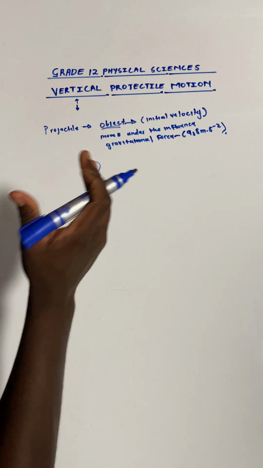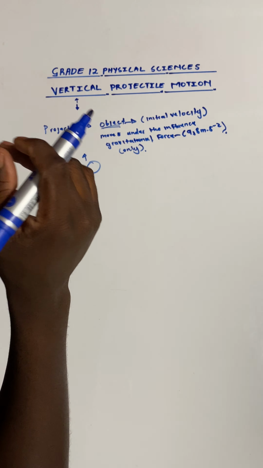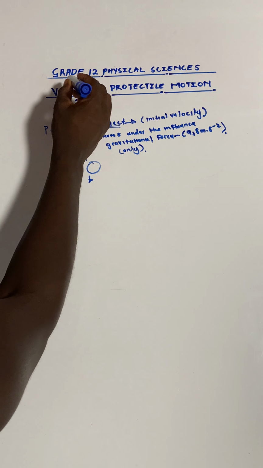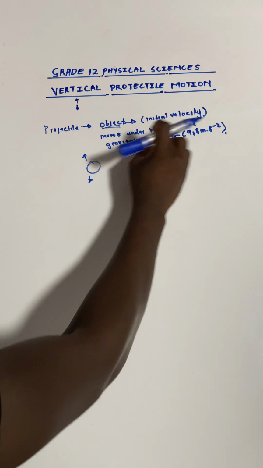Please be very aware and conscious of such definitions, because this is 2 marks. It's either you get it all or you miss it all. There's no 1 mark there. Now, what is the second term? We are dealing with vertical projectile motion, so we know we are dealing with the up and downward movement of an object that has been given initial velocity, then moves under the influence of gravitational force only.